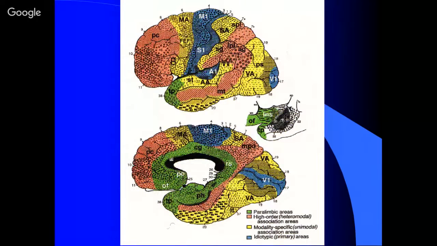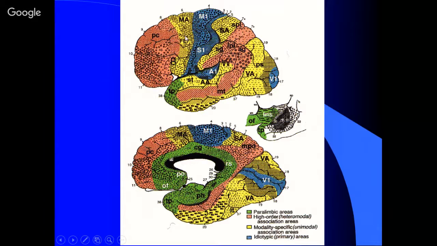I love this picture. I ran across this picture many years ago. And the value of this picture is that the color coding is really useful in talking about association cortex, because blue is a primary modality. It could be motor or it could be sensory, but it's primary. What's coming in is coming from the outside world. What's leaving is going to the outside world. By outside world, I mean outside the brain.